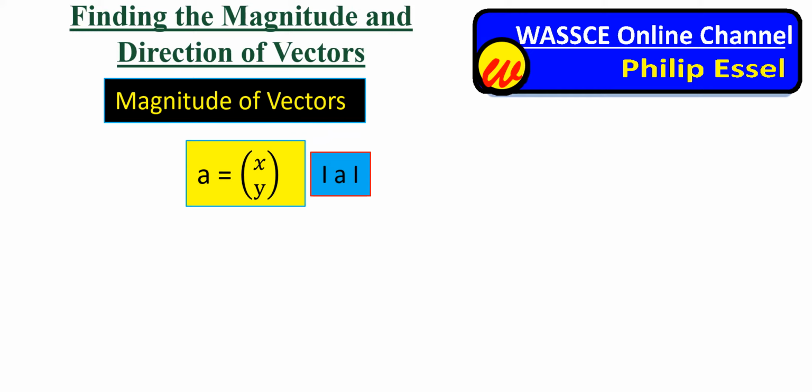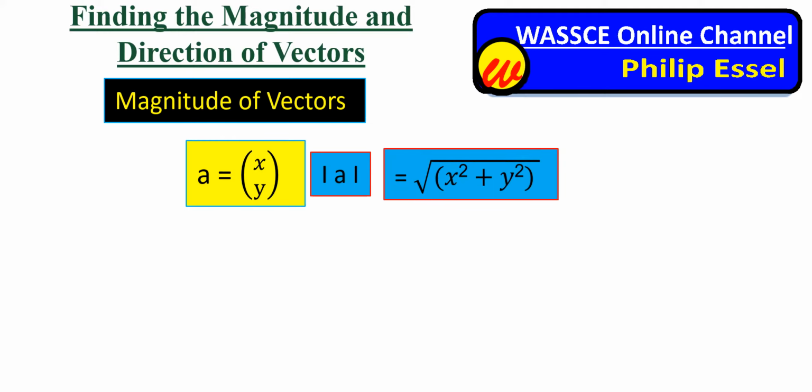Now, the magnitude of the vector A would be given by the square root, all in brackets, of the x component squared plus the y component squared. Let's look at examples.